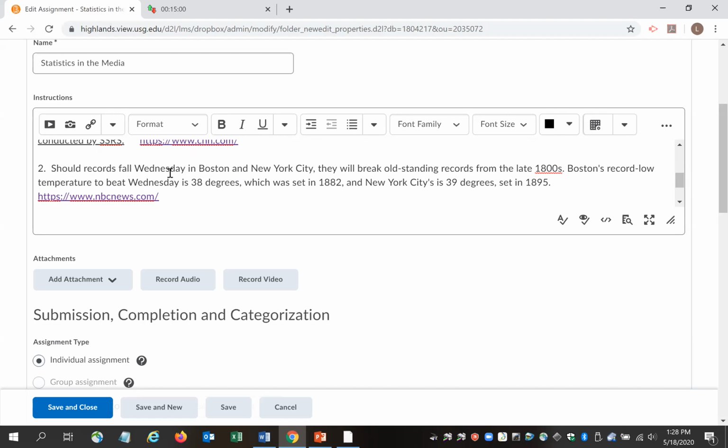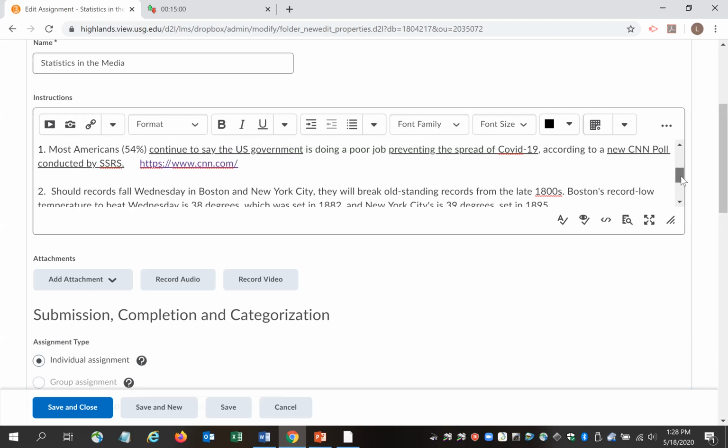It said, should records fall Wednesday in Boston and New York City, they will break old standing records from the late 1800s. Boston's record low temperature to beat Wednesday is 38 degrees, which was set in 1882, and New York City's is 39 degrees, set in 1895. So it's weather related. It can be related to anything: sports, weather, COVID-19.